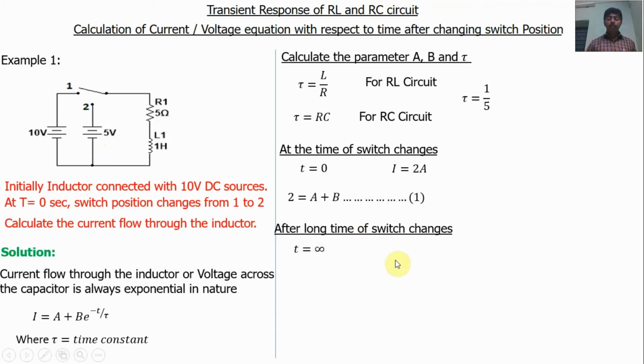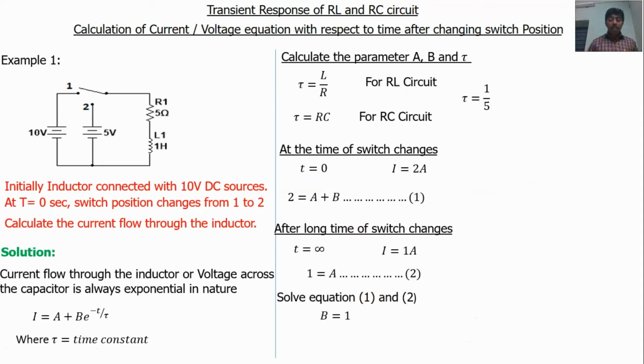So t is equal to infinite, the current value I is equal to 1 amp. Substitute in the equation: 1 is equal to A plus B e power minus infinity. E power minus infinity means 0. So A is equal to 1. By solving equations 1 and 2, we get B is equal to 1.